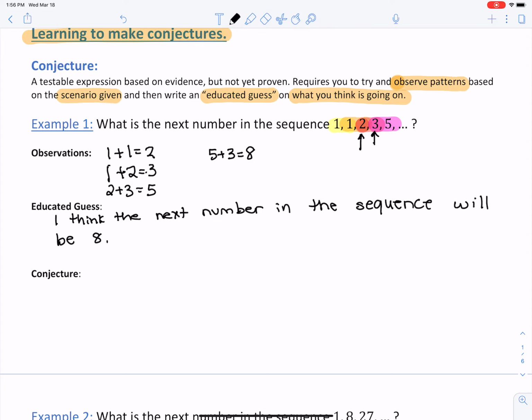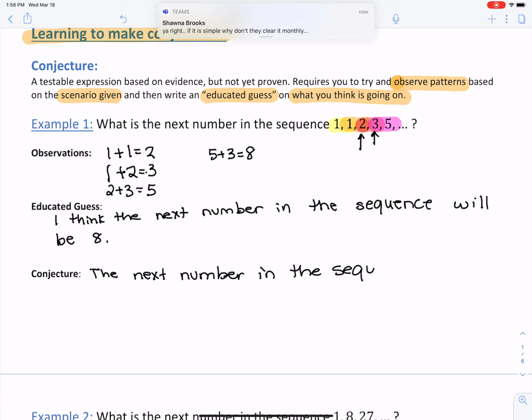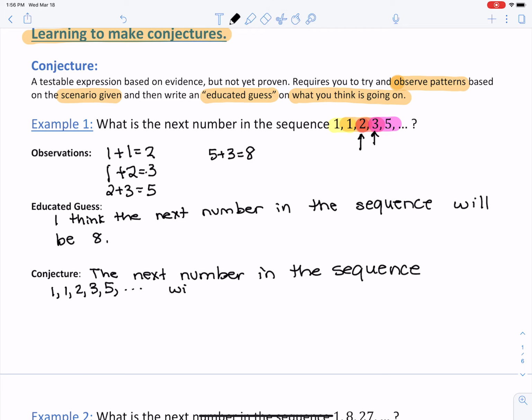So when I write a conjecture, I just want to write it a little bit fancier. The next number in the sequence 1, 1, 2, 3, 5, dot, dot, dot, will be 8. So that would be my conjecture.